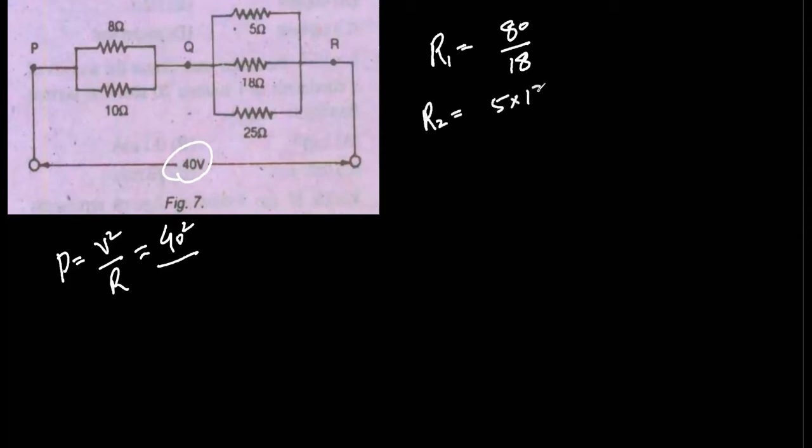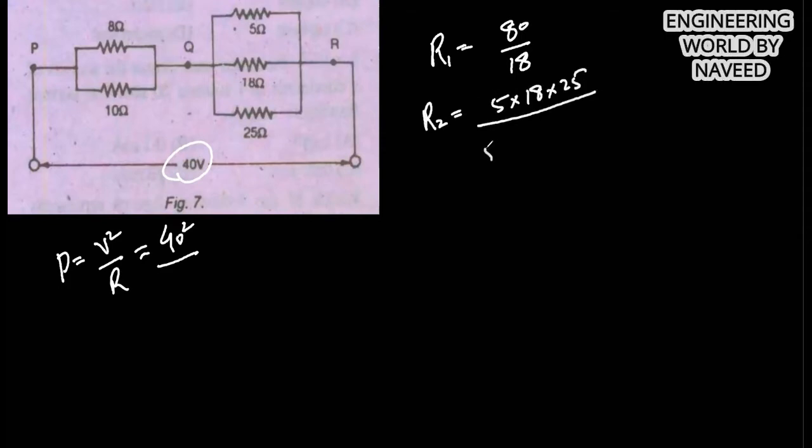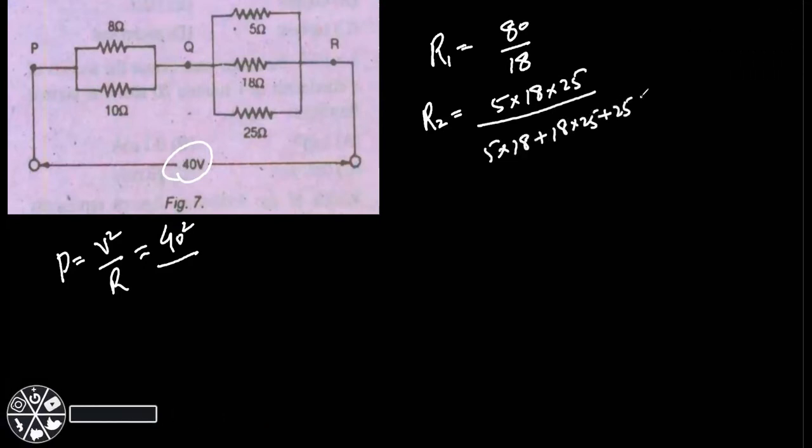These two are in parallel. R1, you can say this is R1, will be equal to 80 divided by 18. And this you can say is R2, which will be equal to 5 times 18 times 25 divided by 5 times 18 plus 18 times 25 plus 25 times 5. So let's use the calculator and simplify these two resistors. Then after that we need to add these two, so I will get R equivalent.